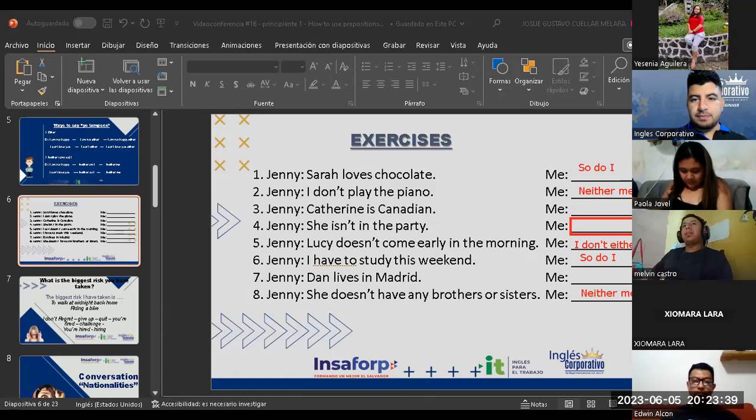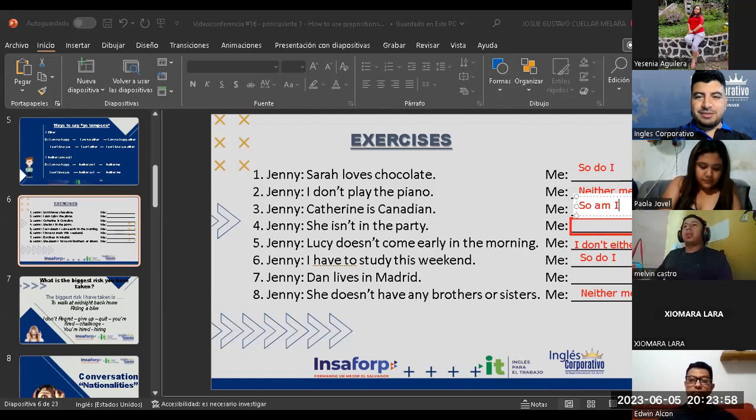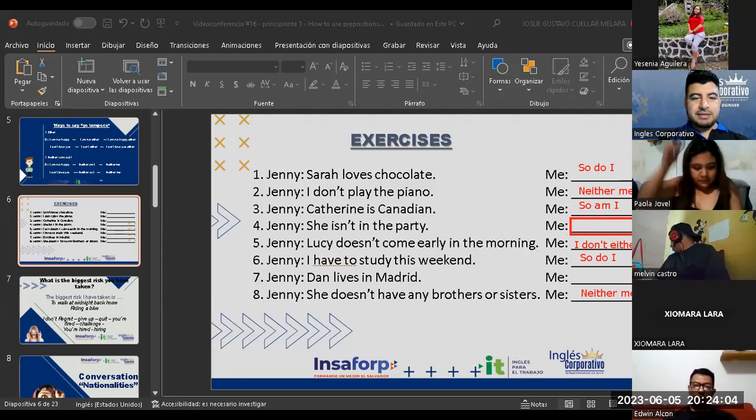Number 3. Please. Catherine is Canadian. So do I. Casi, Ceci. Hay un verbo to be. Is Canadian. Entonces sería so am I. Eso, correcto. So am I. Perfect. Okay, Gabriela, can you help me with number 7, please?